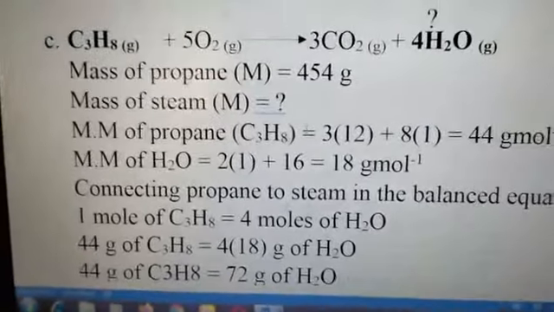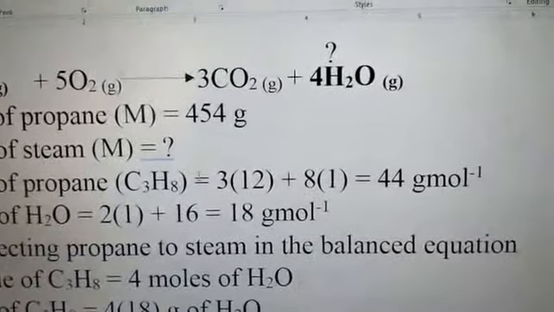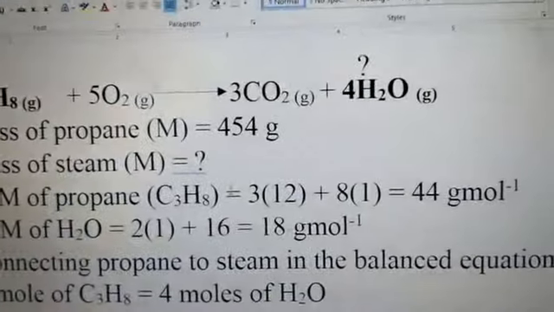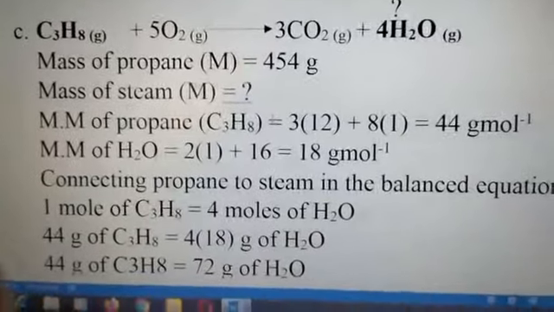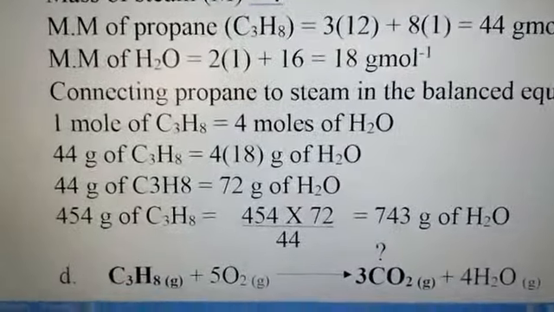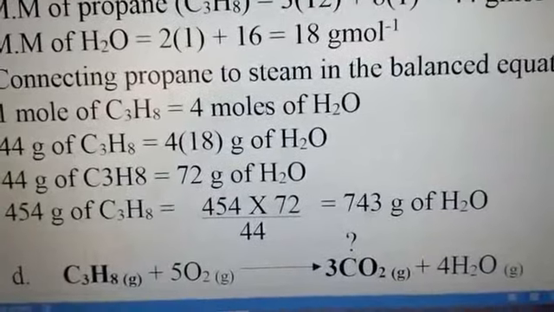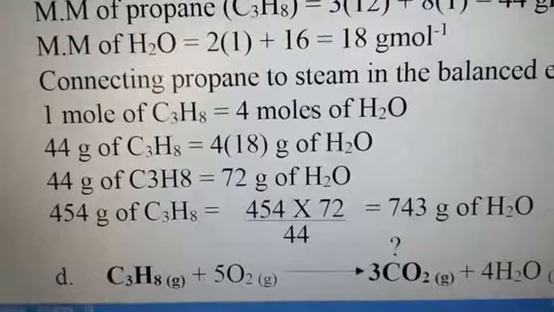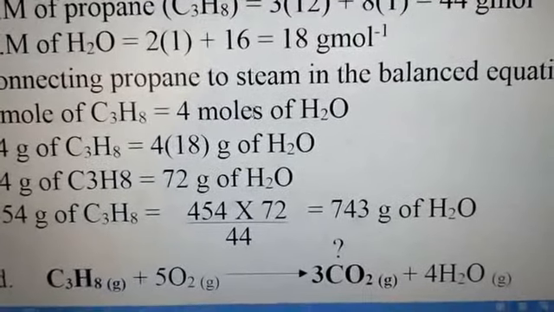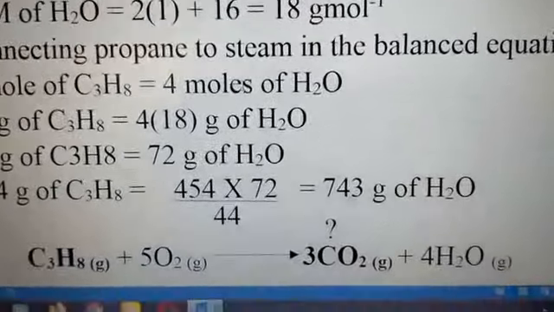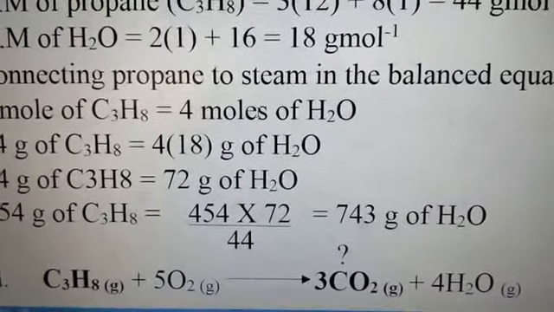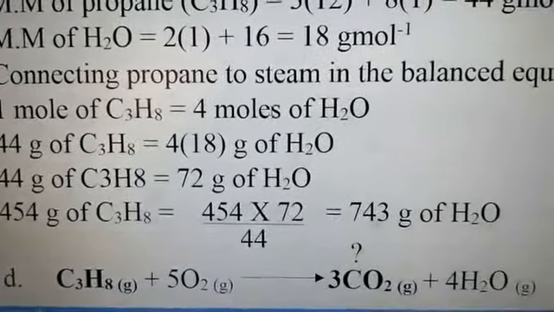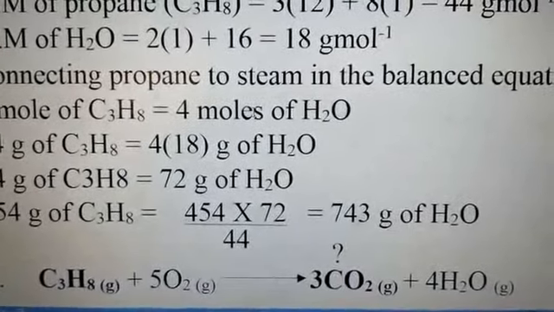Then we'll connect from the balanced equation, connect propane to steam. 1 mole of propane to 4 moles of steam. We go down. 1 mole of propane, C3H8, gave us 4 moles of steam from the balanced equation. And 1 mole of propane is equal to the molar mass, 44 grams. For 4 moles of steam, the molar mass of steam is 18 grams for 1 mole, but there are 4 moles there, multiplied by 4 to find the weight of 4 moles. So 44 grams of propane gave us 72 grams of steam. 4 times 18 is 72.